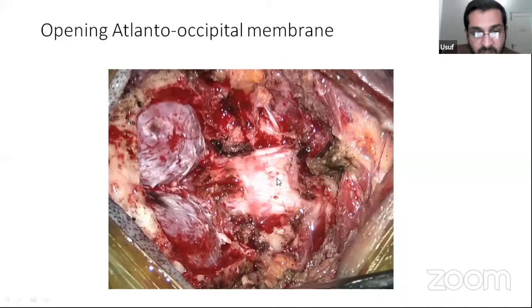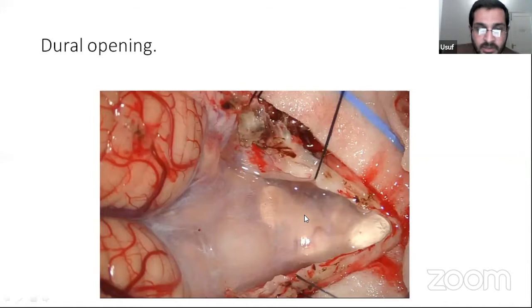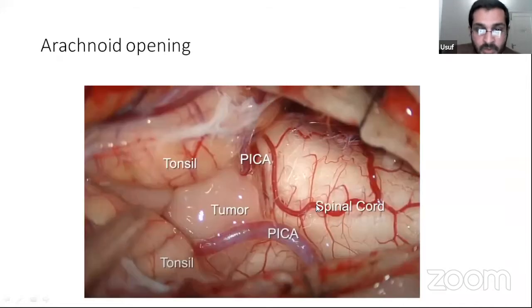So now you are going to incise the dura, usually in a Y-shaped fashion. Once you do that, this is what you're going to get. These are the two cerebellar tonsils. You have reflected the dura right and left with the help of silk suture. What you can appreciate here is the arachnoid. You need to open the arachnoid. Once you open the arachnoid, you get an excellent visualization of the anatomical structures. Again, the cerebellar tonsils. Here, you see the tumor which is bulging through the fourth ventricle, the PICA present on both sides, and this is the spinal cord.